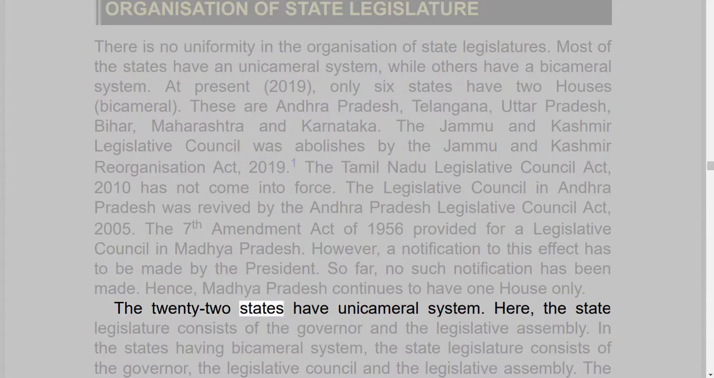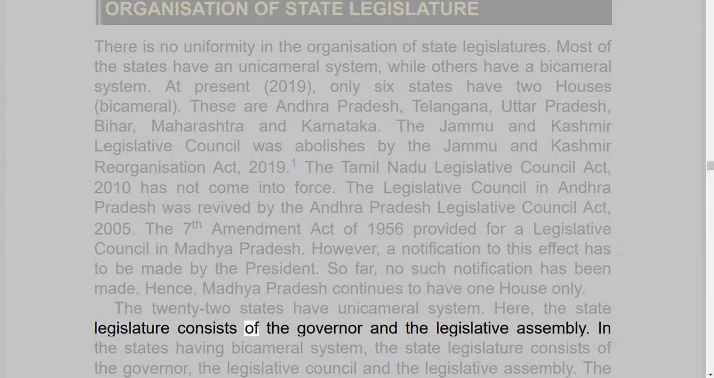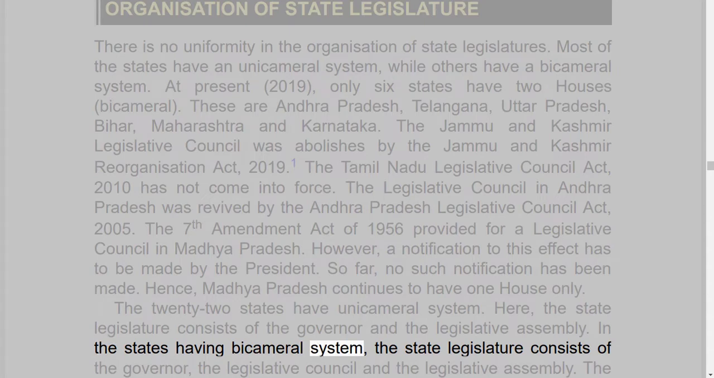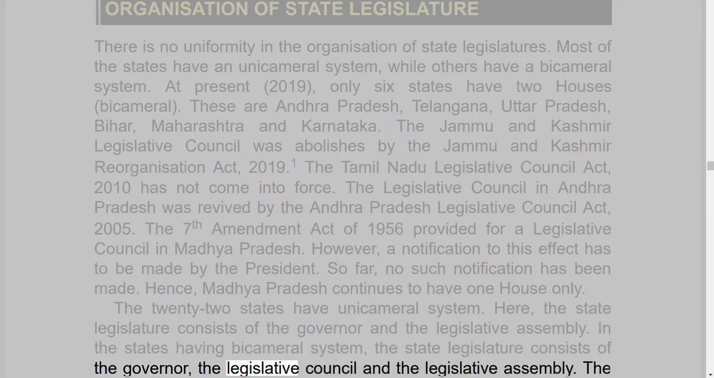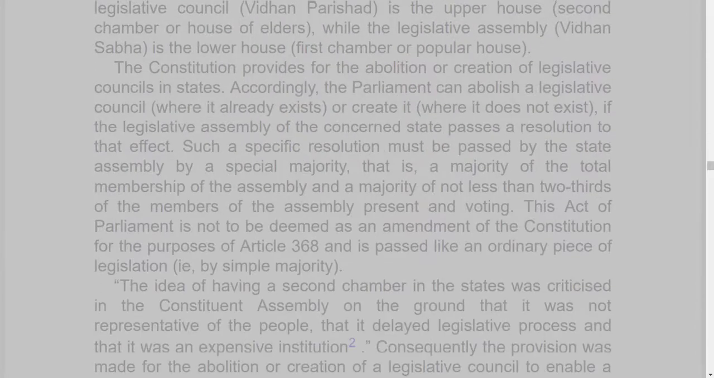The 22 states have unicameral system. Here, the state legislature consists of the governor and the legislative assembly. In the states having bicameral system, the state legislature consists of the governor, the legislative council, and the legislative assembly. The legislative council, Vidhan Parishad, is the upper house, second chamber or house of elders, while the legislative assembly, Vidhan Sabha, is the lower house, first chamber or popular house.